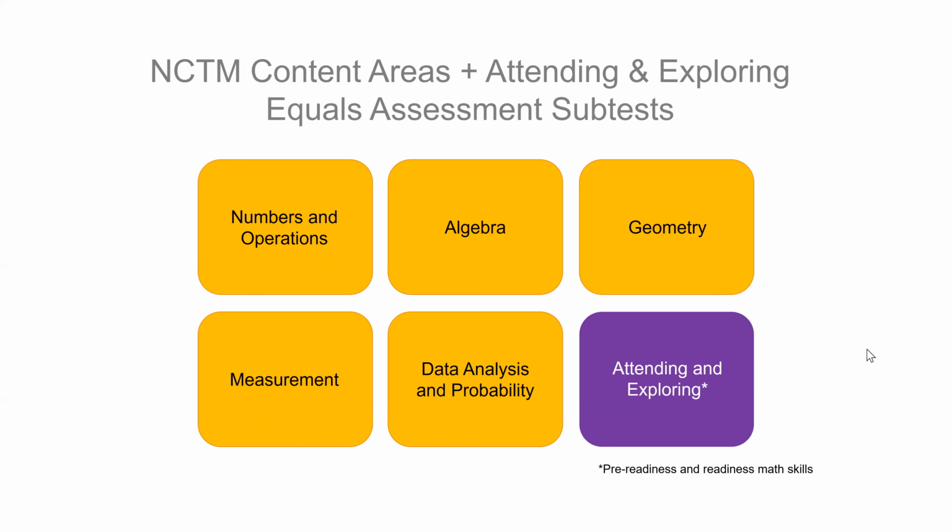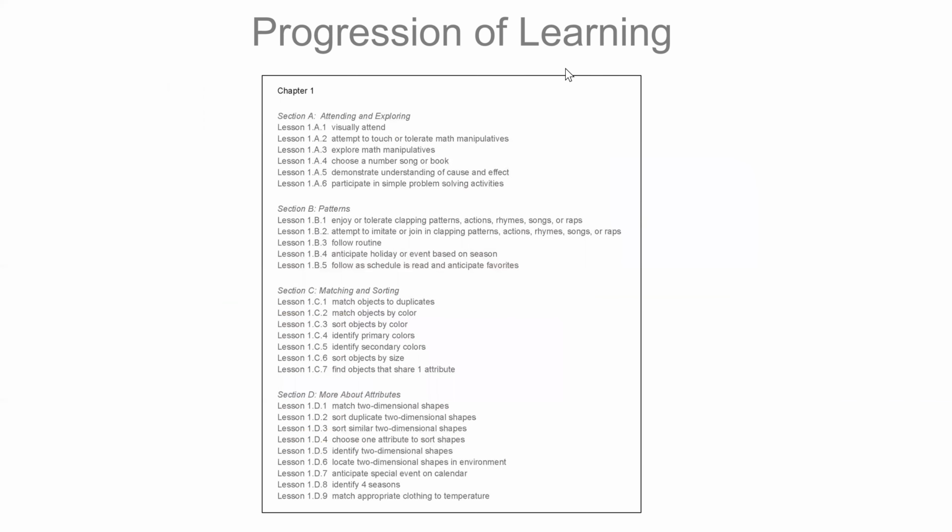These all make up the Equals assessment subtests, but know that when you look at the Equals lessons, they are ordered differently. We do not have a numbers and operations book, an algebra book, a geometry book, and so on. But rather, the lessons take advantage of that interconnectedness of those content areas. And the lessons have been placed in an order so that students learn prerequisite skills that support the next set and subsequent sets of skills, not only within a content area, but between the content areas as well.